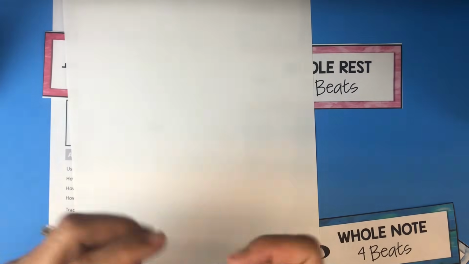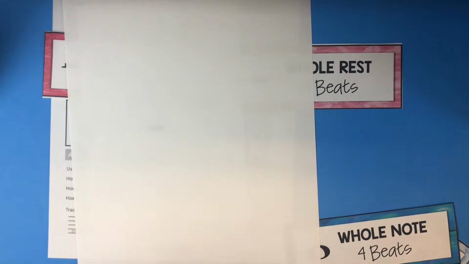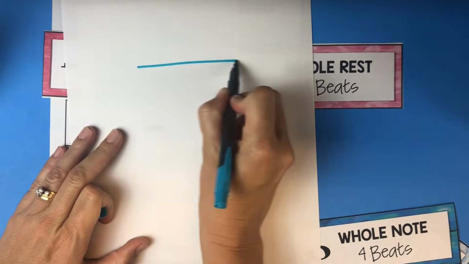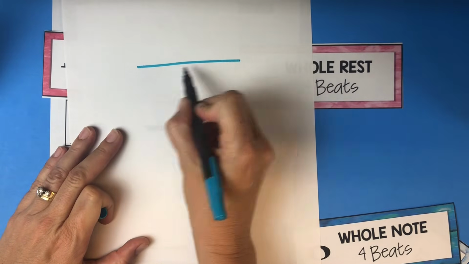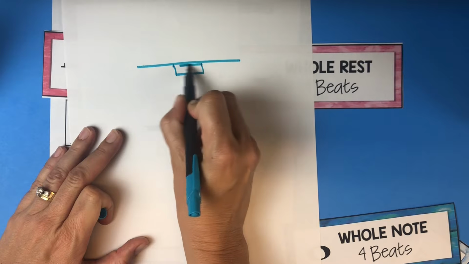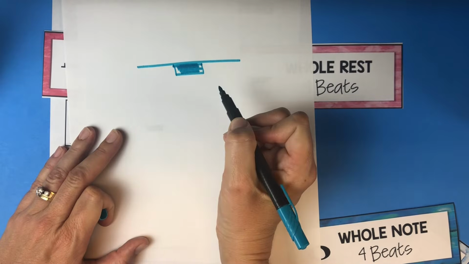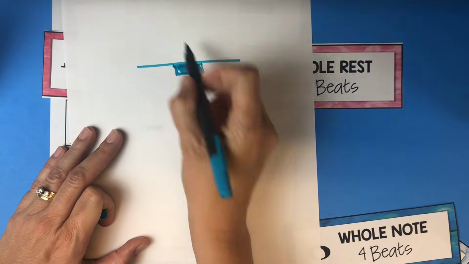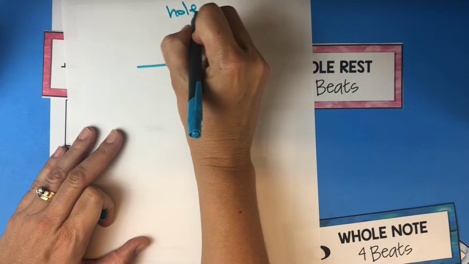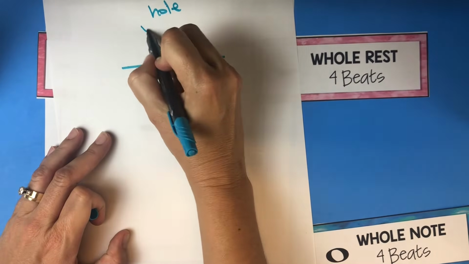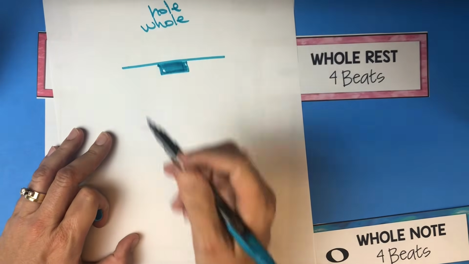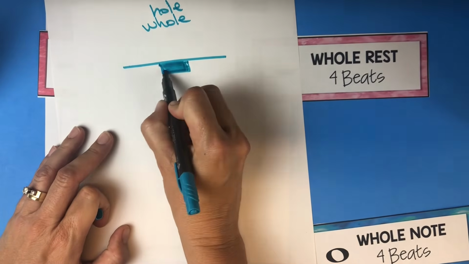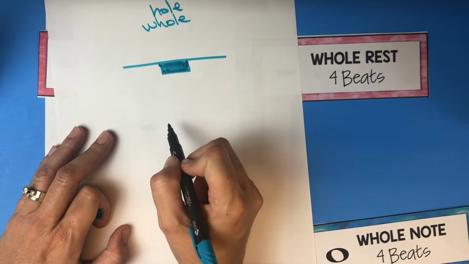Let me draw it on this piece of paper. Okay, so here's the ground, and there's a hole in the ground. Now, this kind of hole is spelled H-O-L-E. And our hole is spelled W-H-O-L-E, but it's the same idea, right? So a hole in the ground gets 4 whole beats, okay?